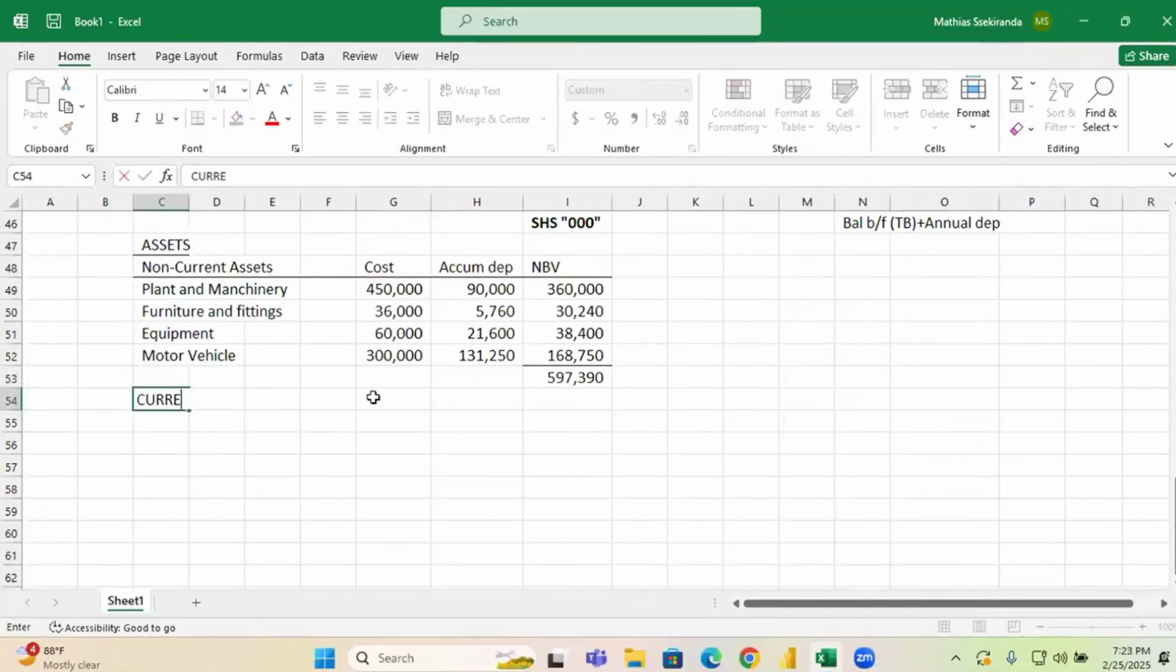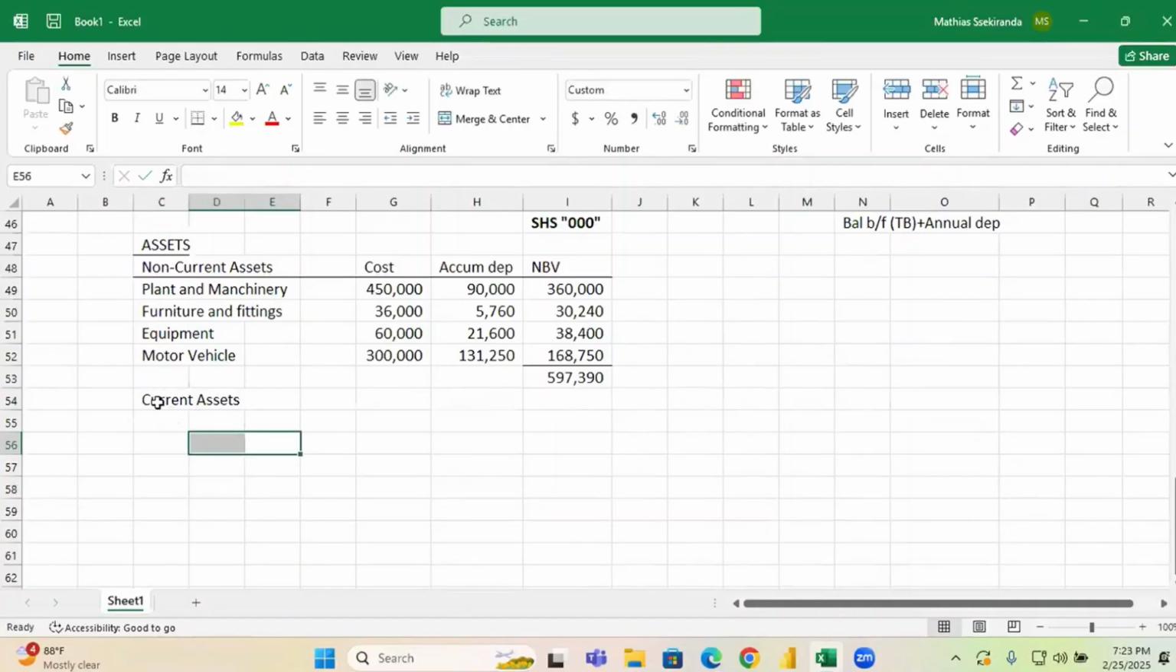We go to current assets. Guys, hope you've understood that.